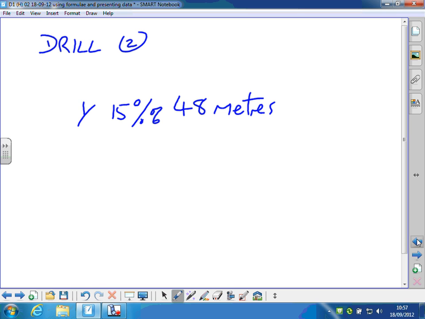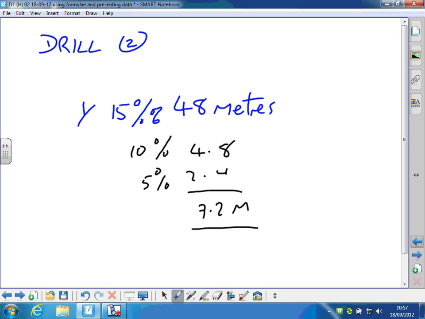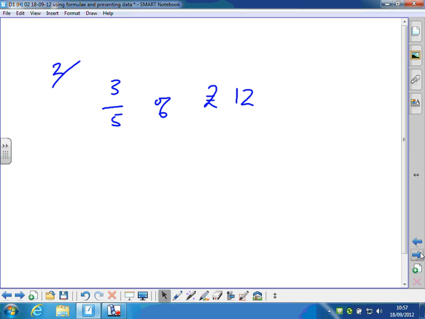I would find 10%, which is 4.8 meters. So if 10% is 4.8 meters, then 5% must be half of that, which is 2.4 meters. So then I'd add them together to get 7.2 meters. So 15% is 7.2 meters. The idea of finding 10%, and then that allows you to quickly find other things like 5%, as we were talking about. I will carry on unless you stop me and you want to talk about it further.